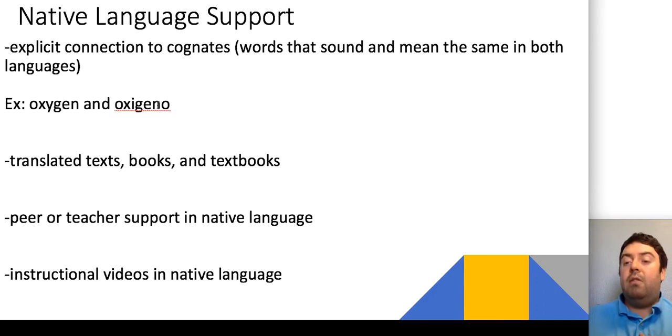And if you speak their native language, you might even want to start out first explaining the concept in students' native language and then re-explaining it maybe in a different way in English.